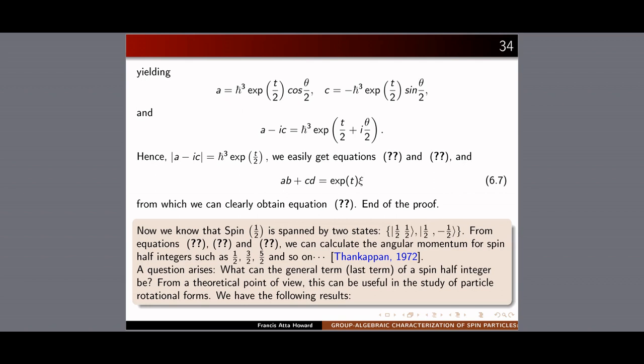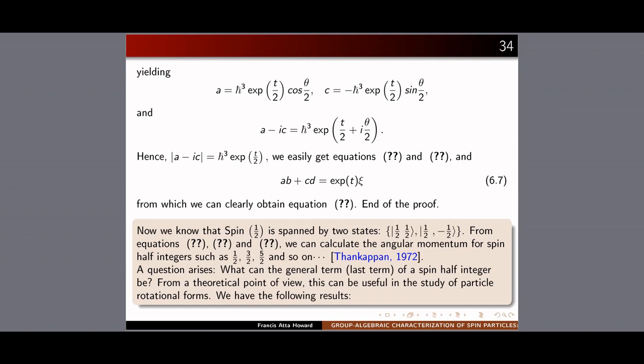Now, we know that the spin half is spanned by two states, that is the plus half and the minus half, from the angular momentum coupling that I showed. We use this same approach to see if it is possible to compute the angular momentum of 3 over 2, 5 over 2, to infinite dimension. So I gave a general question which probes into the general form of the angular momentum of a spin half particle. So what can the general term, that's the last term of a spin half integer, be?